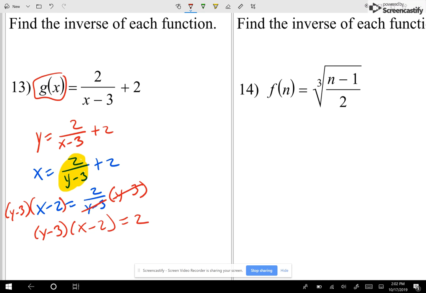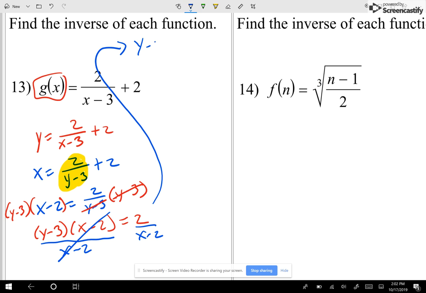My left side, I'm leaving it in parentheses. I just know that it's times. So the way I'm going to get the parentheses of the y by itself, let me divide both sides by x minus 2. For space purposes, I'm going to move here. I get y minus 3 is equal to 2 over x minus 2. Now to get the y by itself, I'm going to say y equals 2 over x minus 2 plus 3.